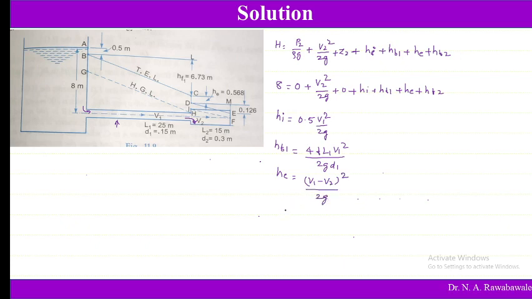Then Hf2, the head loss due to friction in the second pipe, is given by Hf2 equal to 4FL2 V2 square divided by 2g D2. So now, wherever there is V1, it is to be converted in terms of V2. If we substitute all these values of Hi, Hf1, He, Hf2 in this second equation, so this is the first equation and this is the second equation, the equation gets converted in terms of V2, and there we can find the value of velocity V2.